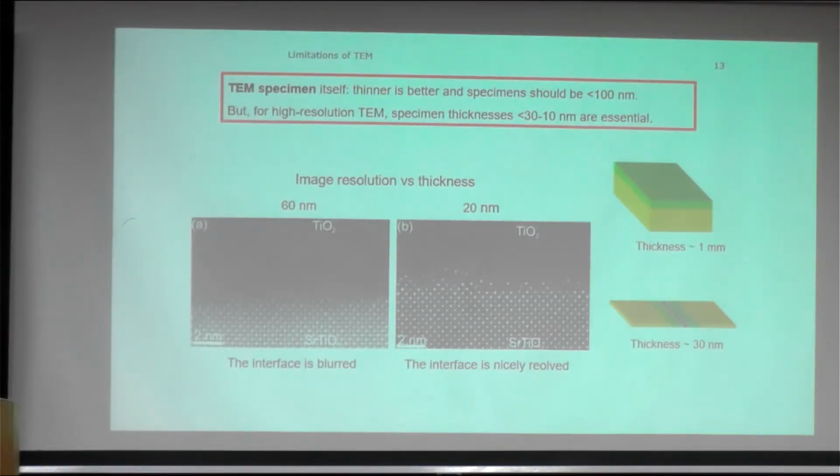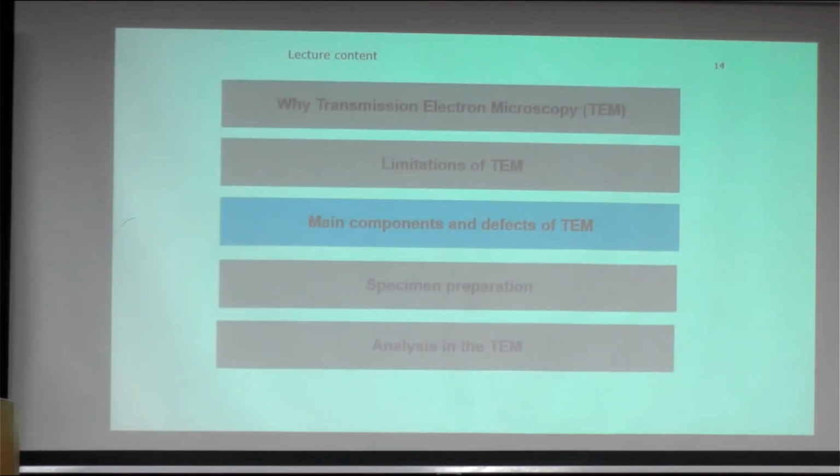So for conventional work, you need samples of about 100 nanometers, and for very high resolution work, you need specimens in the range between 10 and 30 nanometers. So now let me consider some main components and defects of TEM.